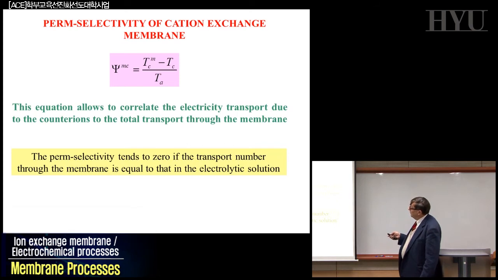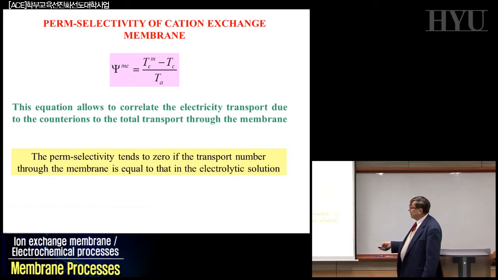Another number you can define is the perm selectivity of cationic or anionic membranes, with the same expression, which is nothing more than the transport number of the cations in the membrane phase minus the transport number of the same cations in the solution, related to the amount of electricity going across, of the anions. So you know how much of the current is transported by the cations compared to the current transported by the anions. And that gives you an idea of what you call rejection in reverse osmosis, perm selectivity in ion exchange membranes.